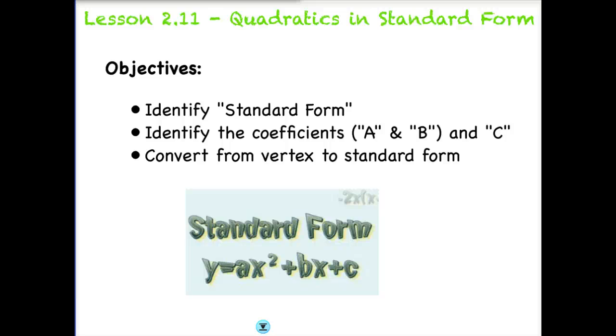Okay, in lesson 2.11, we are going to be looking at quadratics in standard form. Previously, you looked at quadratics in vertex form. Vertex form is a good form for graphing. However, when it comes to solving quadratics, which is what we'll do later, it's good to be able to look at quadratics in standard form.